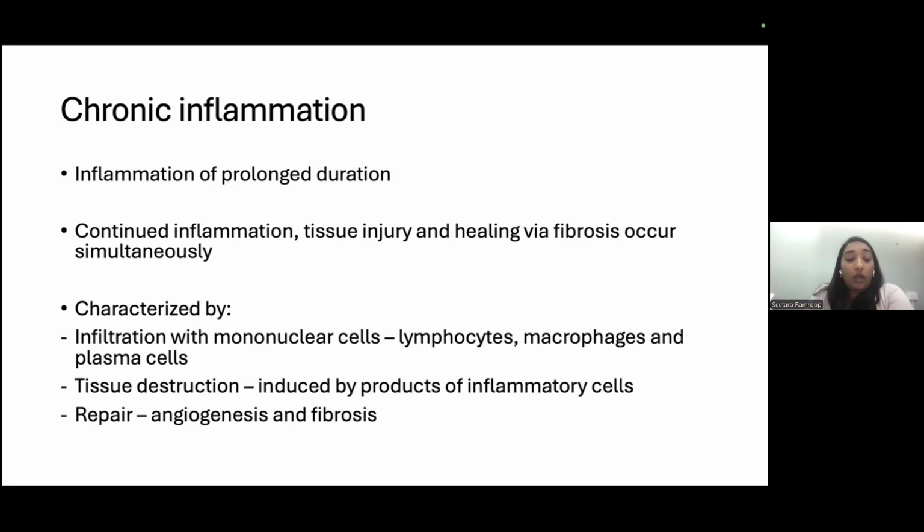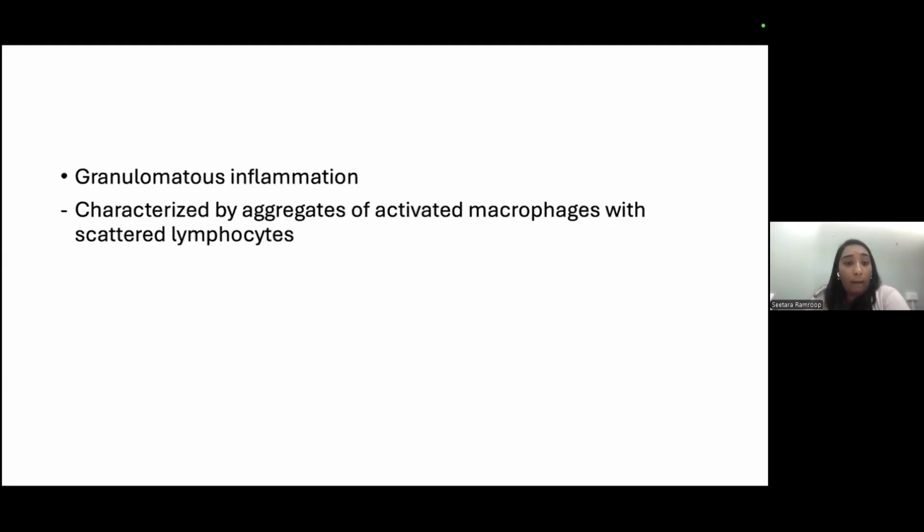It's usually characterized by infiltration with mononuclear cells, so lymphocytes, macrophages, and plasma cells. And there's tissue destruction, which would be induced by the products of the inflammatory cell. So that would be interleukin-1 and TNF-alpha. There's also repair of that process where there's angiogenesis and the formation of fibrosis.